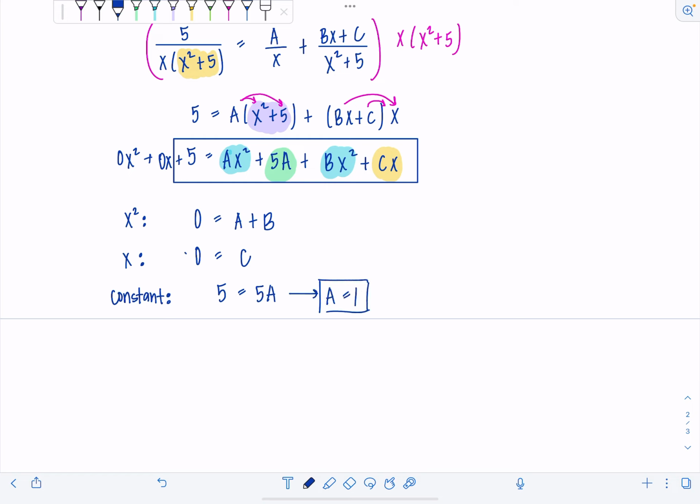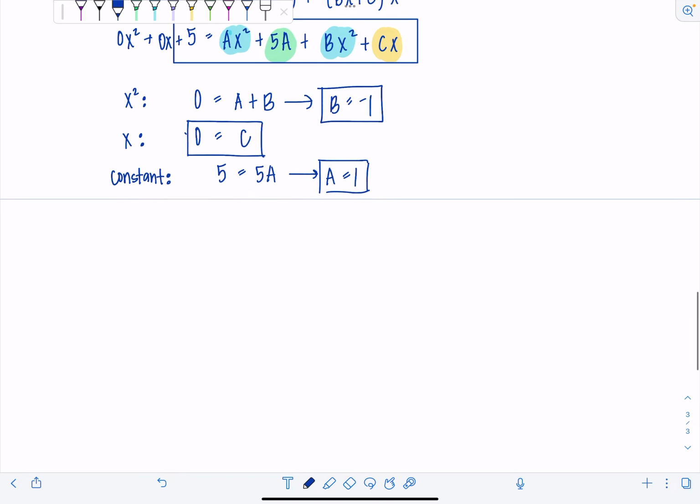And remember, I already know C is 0. And if A is 1, since A plus B is 0, then B must be -1. And now basically we're done with the partial fraction decomposition. So that's an alternate approach that you could use, okay? So now let's put everything together.